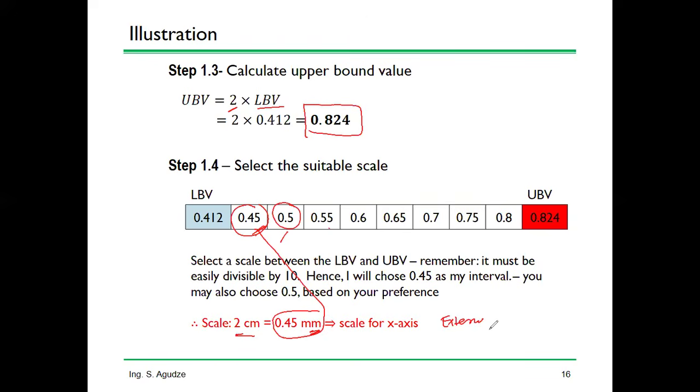Very simple. So what we have done, you do a similar thing for the y data. As a recap, we first calculated change in x, and then we calculated the lower bound value by dividing the change in x by the number of large squares in that x direction. Then we calculated the upper bound value by multiplying the lower bound value by 2. And then you select a reasonable number within that range as your scale.